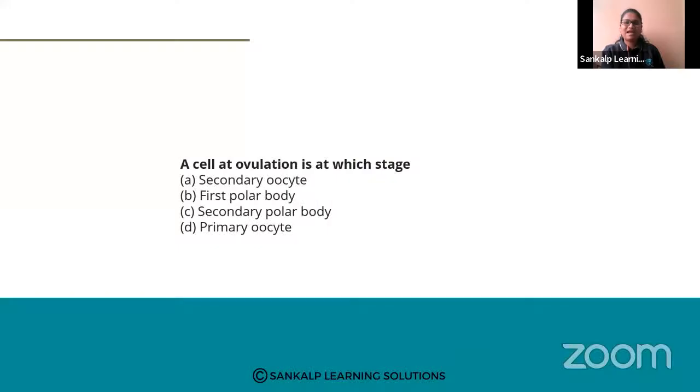Today's first question on human reproduction goes like this. During ovulation, a cell is at which stage? Secondary oocyte, first polar body, secondary polar body, primary oocyte. What is your response on it, guys? A cell at ovulation is at which stage?